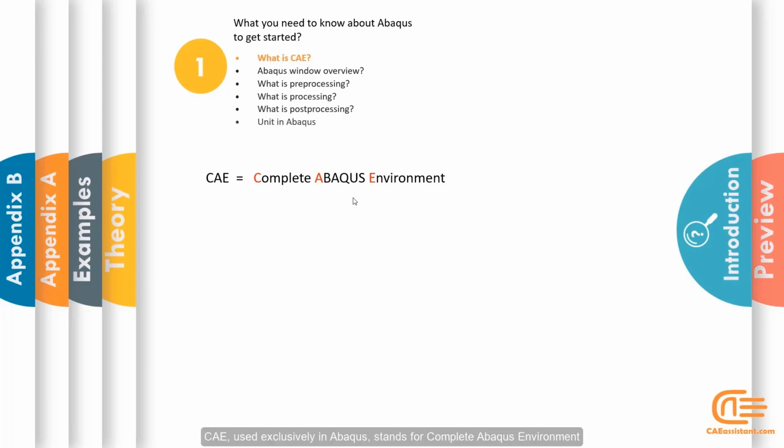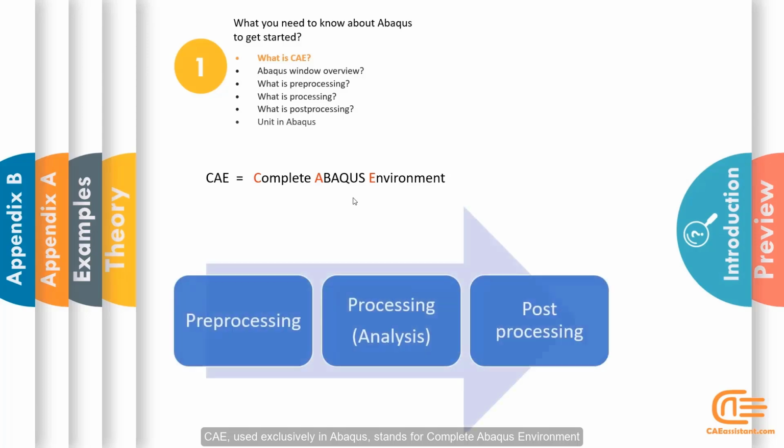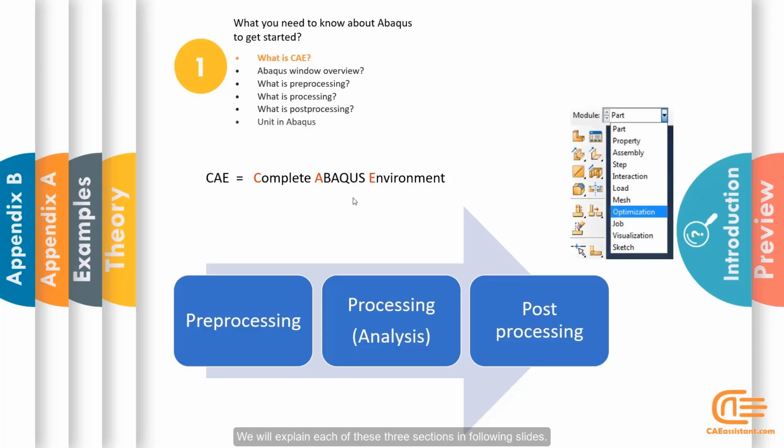CAE, used exclusively in Abaqus, stands for Complete Abaqus Environment. CAE consists of three sections: pre-processing, processing, and post-processing. We will explain each of these three sections in the following slides.